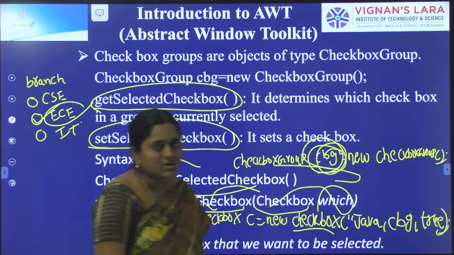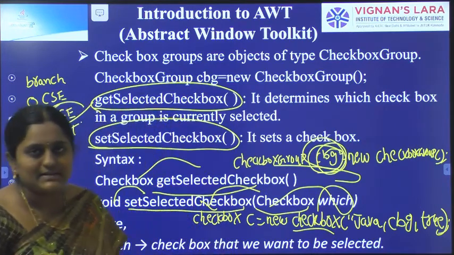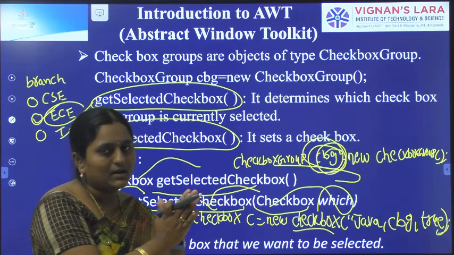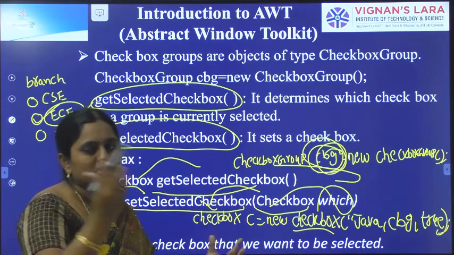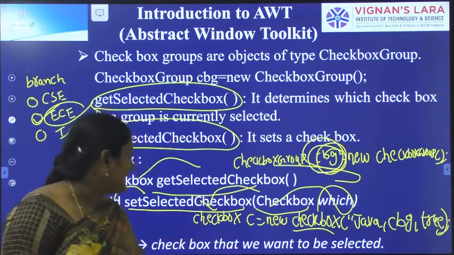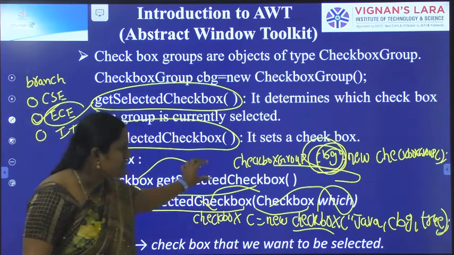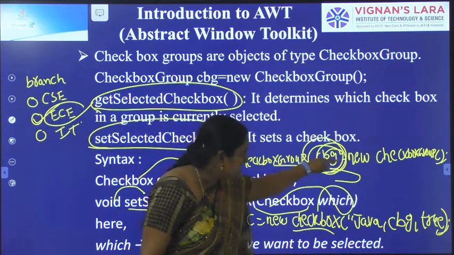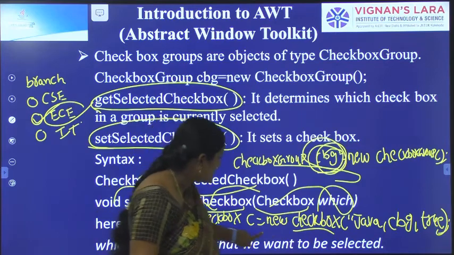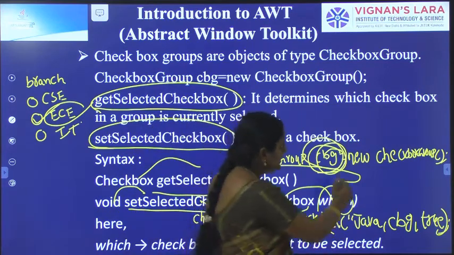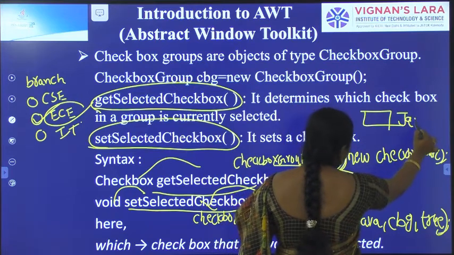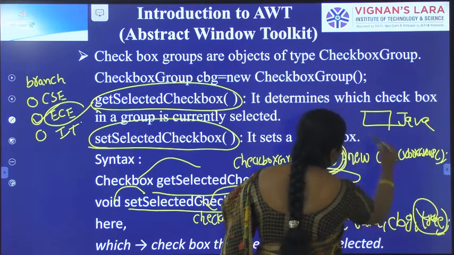By default, every checkbox is off, deselected. Whenever we pass a boolean true as an argument, it moves from the off state to the on state, from the deselected state to the selected state. After creating the object of checkbox group, we pass this cbg reference to our checkbox. Here I am creating the object of the checkbox Checkbox("Java"); it will create one checkbox Java. Next, true means it will be marked.